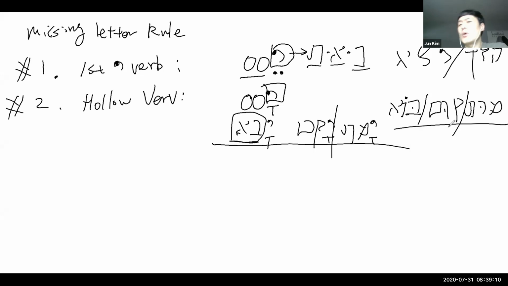Kum is already always Shurek. Mut is a Shurek. And there is another one like Bin. Bin is also another hollow bob, meaning to understand, something like this. So it even has a hiraq yod in the middle. So that is your vocabulary.